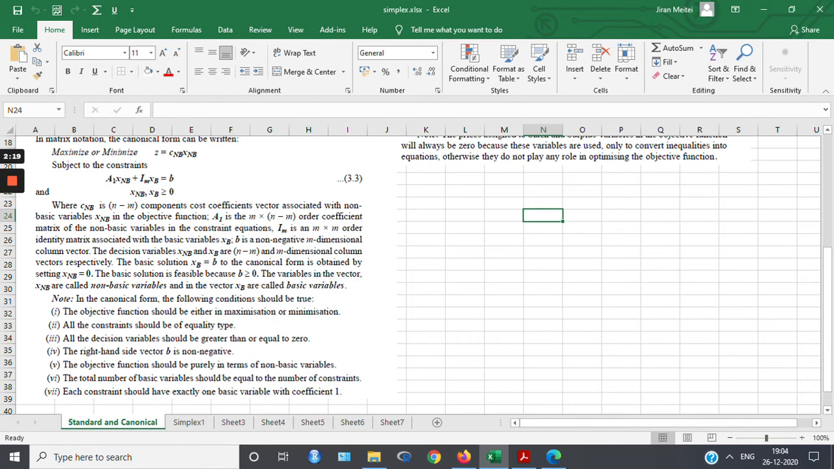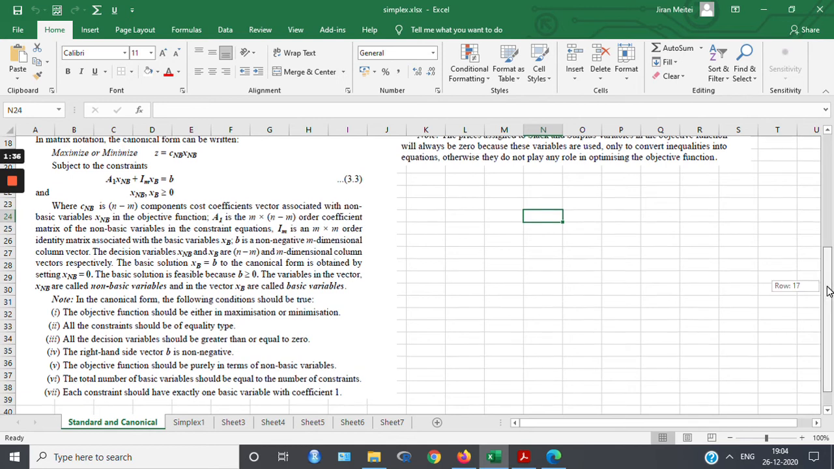Now A1 is the coefficient matrix of the non-basic variables in this matrix notation of the canonical formulation. So these 7 points give us the canonical formulation of a linear programming problem. The formulation that I have in matrix notation is a canonical formulation, with an objective function either maximization or minimization, the variables non-negative, the right hand side values of the constraints all non-negative, the constraints equalities, and all the variables involved greater than or equal to 0. Each constraint has exactly one basic variable with 1 as the coefficient. So this is what a canonical formulation is.